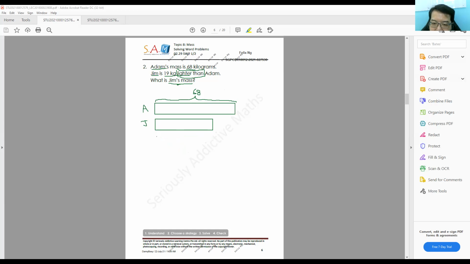Where is the light part? The light part should be here. The lighter is here. All right, it's actually here. 19 kg. 19 kg lighter than Adam. Okay, so what is Jim's mass? Jim's mass is 68 minus 19. Okay, 68 minus 19. Let's have the steps next to it on the side here.